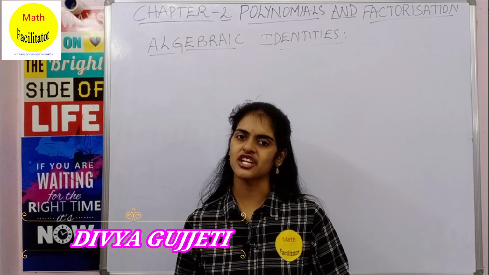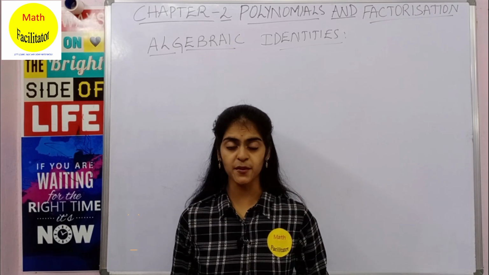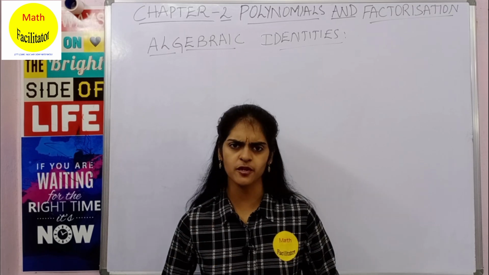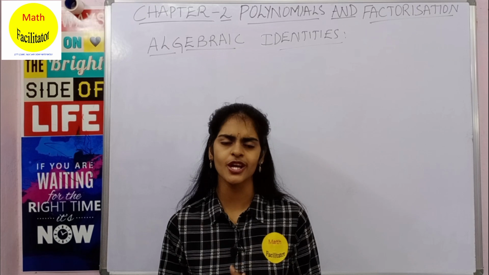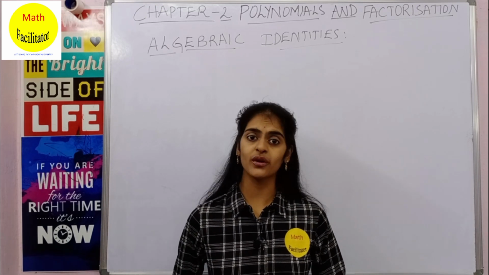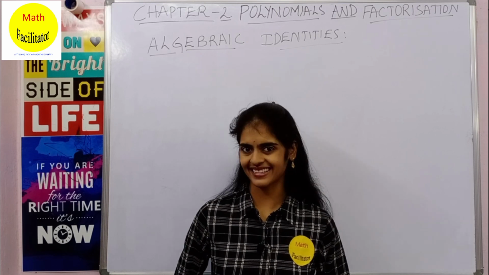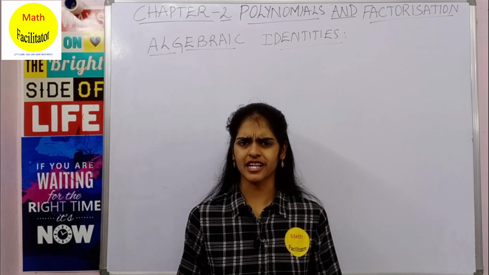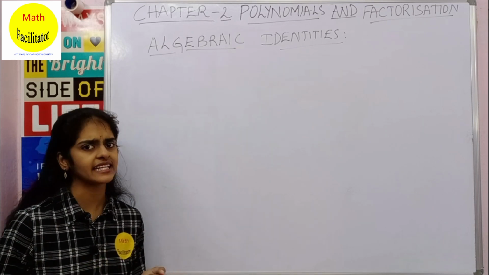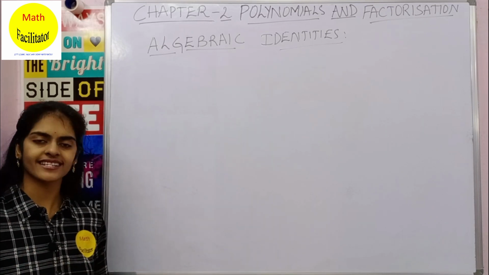In this session, we shall learn chapter 2 of class 9, Polynomials and Factorisation. We have already learned a few concepts of this chapter in the earlier videos. You'll get the videos by clicking on the I button. And in this video, we are going to deal with algebraic identities. So now what are we waiting for? Let's get started. You have already learned a few algebraic identities in your earlier class. Yes, so let us revise them.